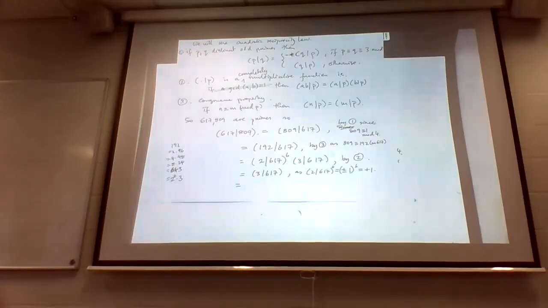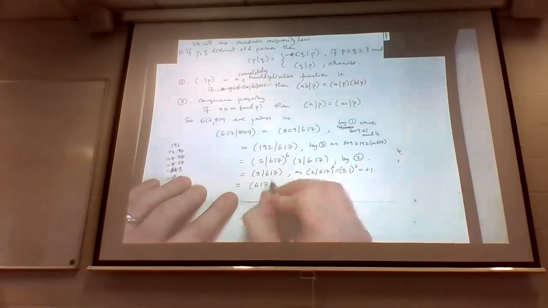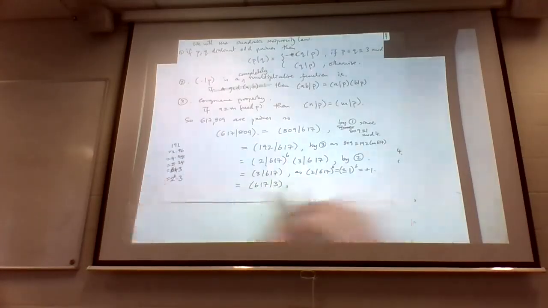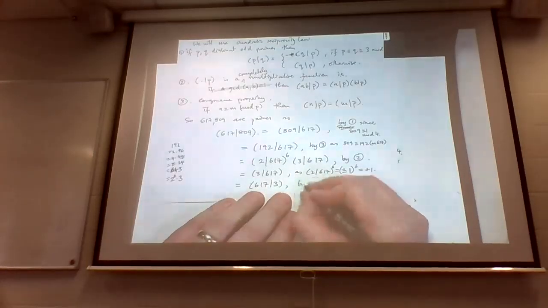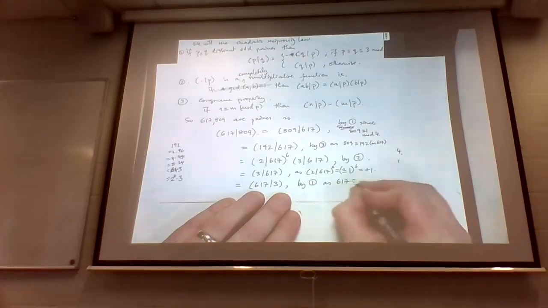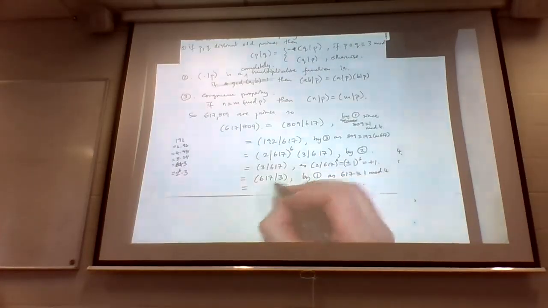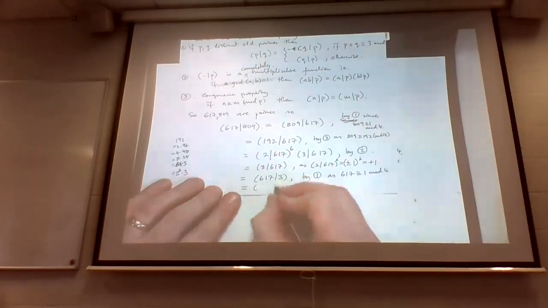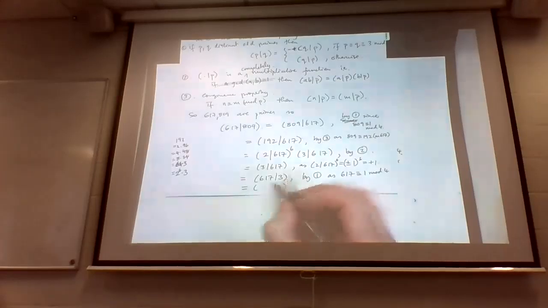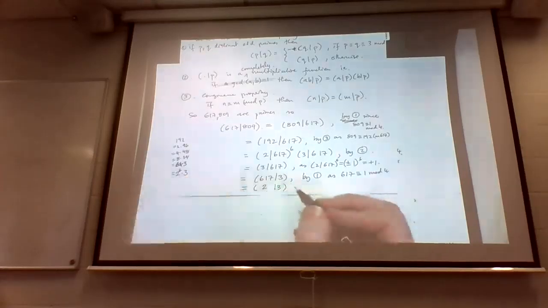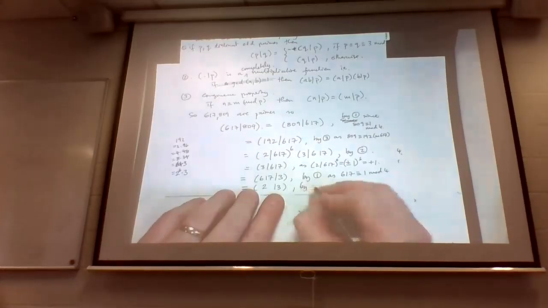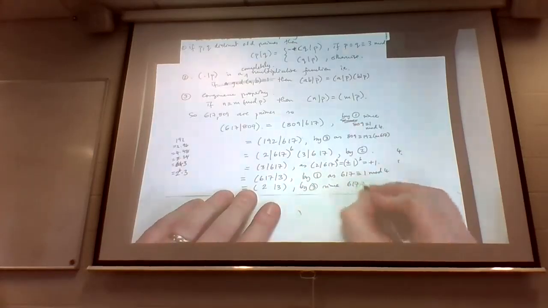So now we can flip again. So this is (617 | 3). Do we need the extra minus sign? 3 is not a multiple of 4, but 617 is congruent to 1 mod 4. So no, this is equal as 617 is congruent to 1 mod 4. Now use the congruence property: you're just reducing 617 modulo 3. 600 is divisible by 3, and 17 leaves 2. So that's (2 | 3), since 617 is congruent to 2 mod 3.